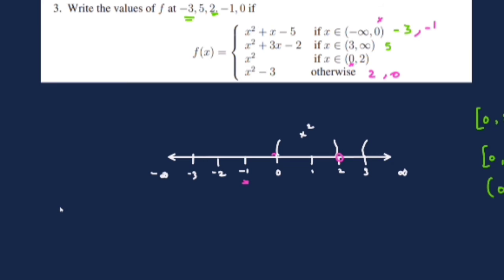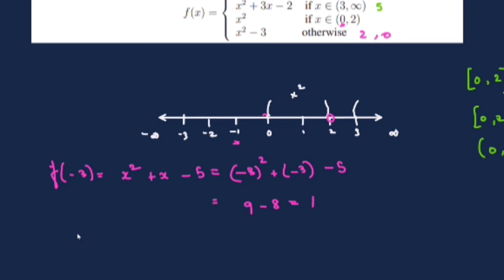So once you know all this, now we can write. Let us first find f of minus 3. Which one will you write? X square plus x minus 5. Minus 3 square plus minus 3 minus 5. Yeah, 9 minus 8, 1.